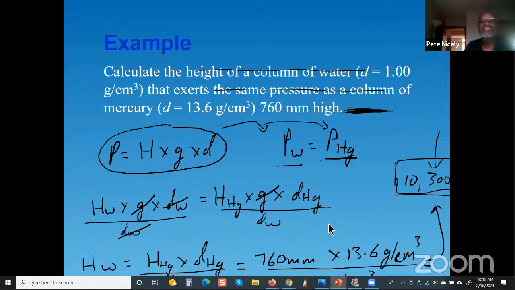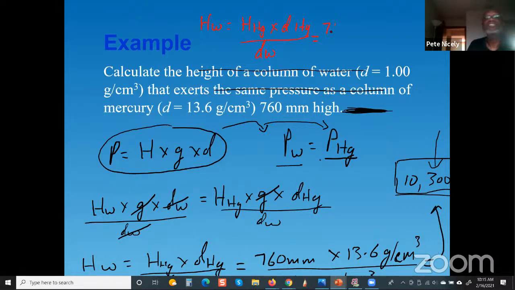Part of it is cut off, unfortunately, so let me write that up here. Basically, you're going to have HW is equal to H mercury times the density of mercury divided by the density of water, right? And then I plug the numbers in.